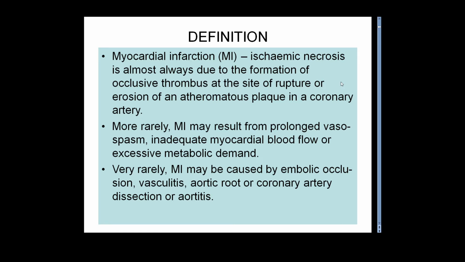MI, myocardial infarction, it is ischemic necrosis, is almost always due to the formation of occlusive thrombus at the site of rupture or erosion of an atheromatous plaque in a coronary artery. More rarely, MI results from prolonged vasospasm, inadequate myocardial blood flow, or excessive metabolic demand. Very rarely, MI may be caused by embolic occlusion, vasculitis, aortic root or coronary artery dissection, or aortitis.